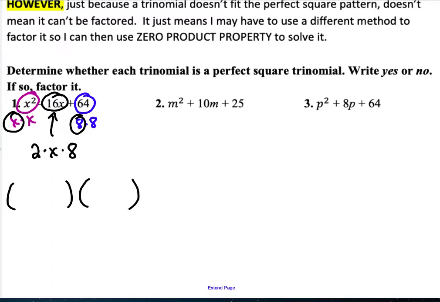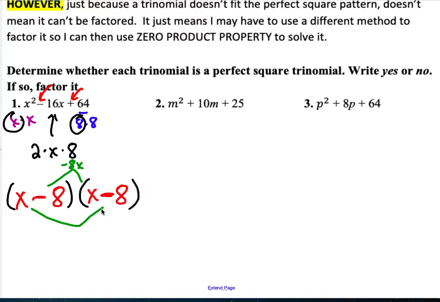So what that tells me is I'm going to get two of the same binomial. I have plus for my last term, but minus for my middle term. So that means it was a minus, minus. To get x squared, I do x times x. To get 64, I do 8 times 8. And then my middle term is going to be a negative 8x and a negative 8x, which is that negative 16x. So this is really x minus 8 squared. It's the same binomial being multiplied times itself.